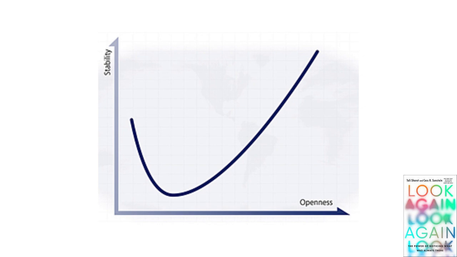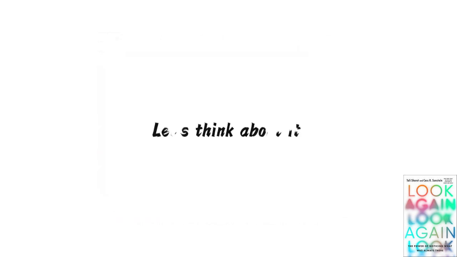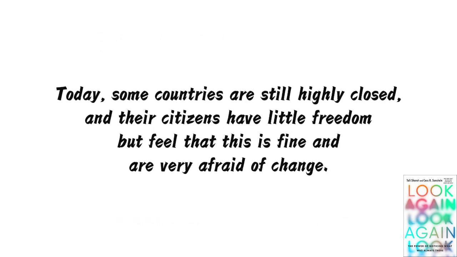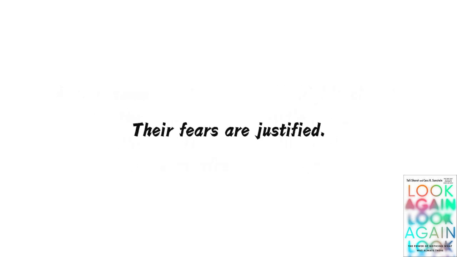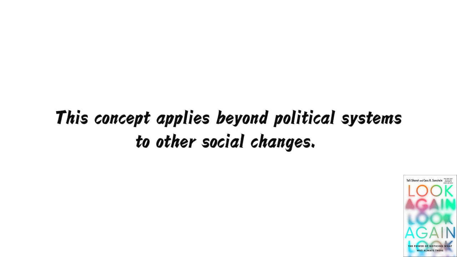The J-curve suggests that both highly closed and fully open societies are stable, but the most dangerous period is the middle transition from totalitarianism to democracy, where the nation becomes extremely unstable. Let's think about it. Today, some countries are still highly closed, and their citizens have little freedom but feel that this is fine and are very afraid of change. Their fears are justified. This concept applies beyond political systems to other social changes.